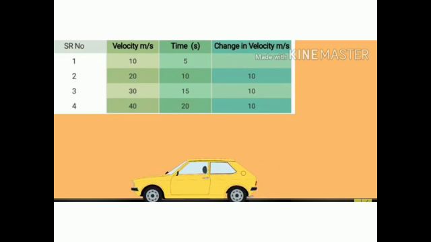Now consider an example. We have a car which is moving at 10 meter per second velocity and covering distance in 5 seconds. After certain time that car increases its velocity to 20, so time will be 10. Then it increases velocity to 30, time will be 15. It means that velocity is increasing by 10 while time is increasing by 5. So this change in velocity as well as time is uniform. So that type of acceleration is actually known as uniform acceleration.